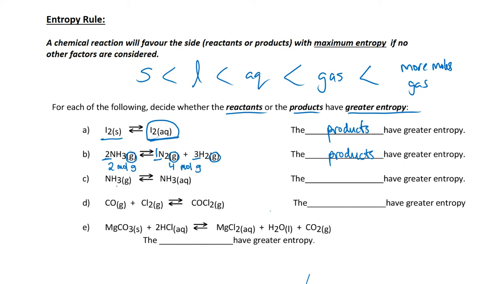Question C, I've got a mole of this ammonia gas. On the product side, the same species but aqueous. So in this case, my reactants have higher entropy.